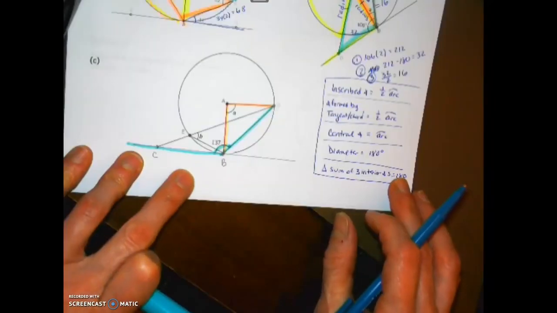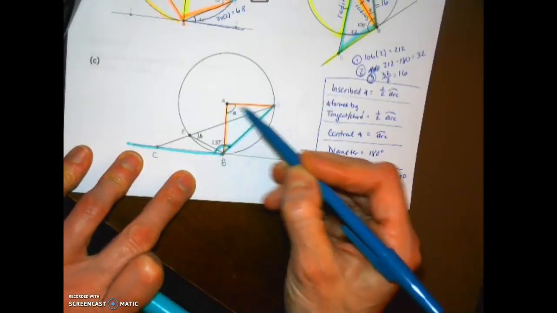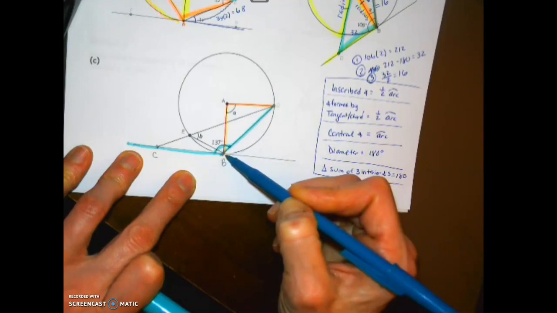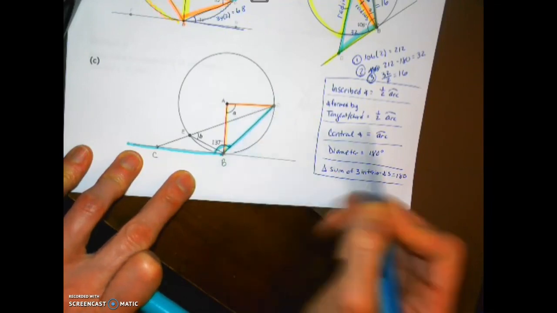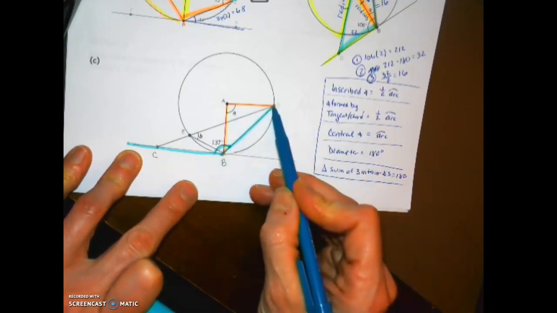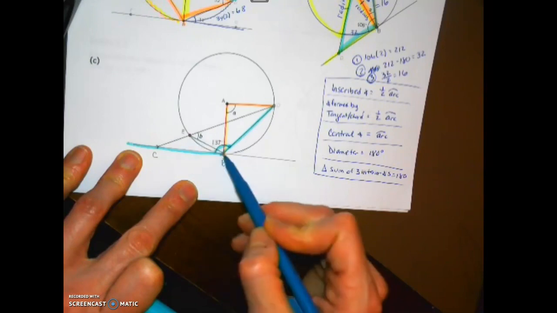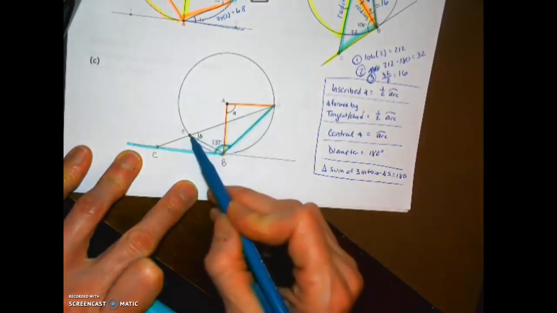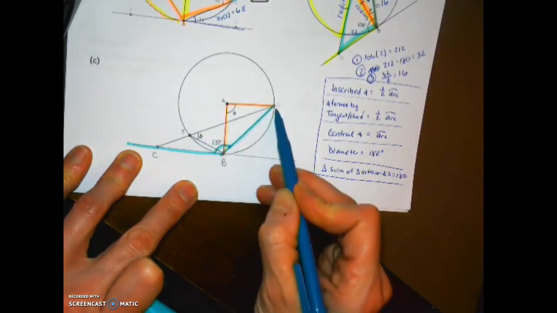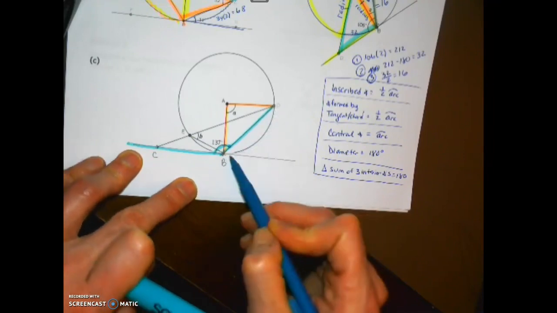And here is part C. So ultimately they want us to find angle A, which intercepts arc BD, which is going to be a central angle equal to the arc, and they also want us to find angle DEB, which is an inscribed angle, which is half of this arc DB. So we have to find the measure of this arc DB.